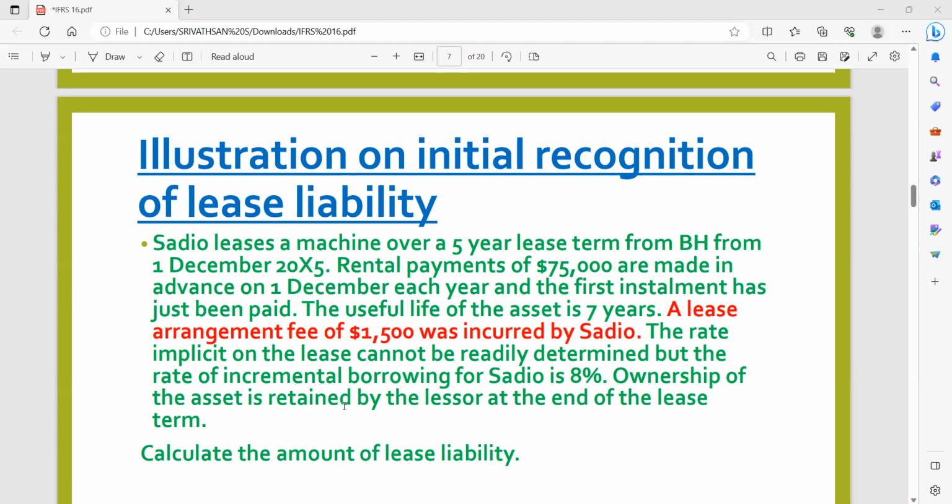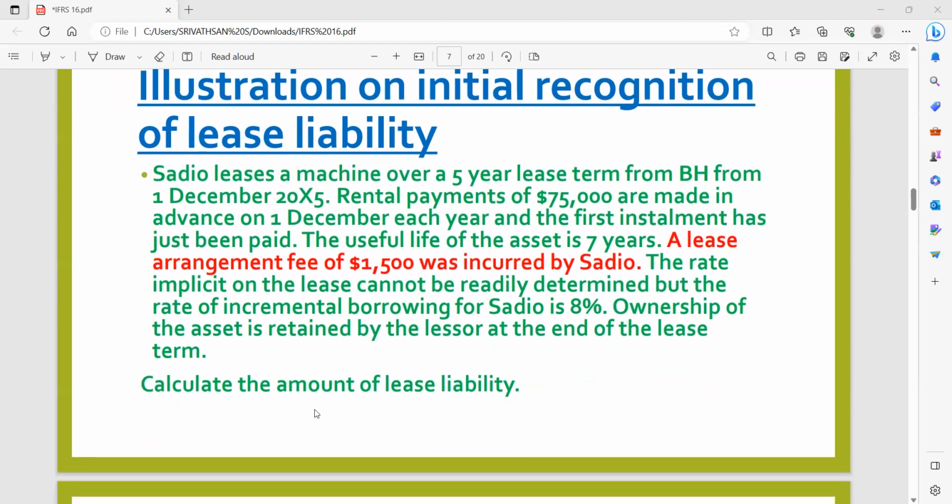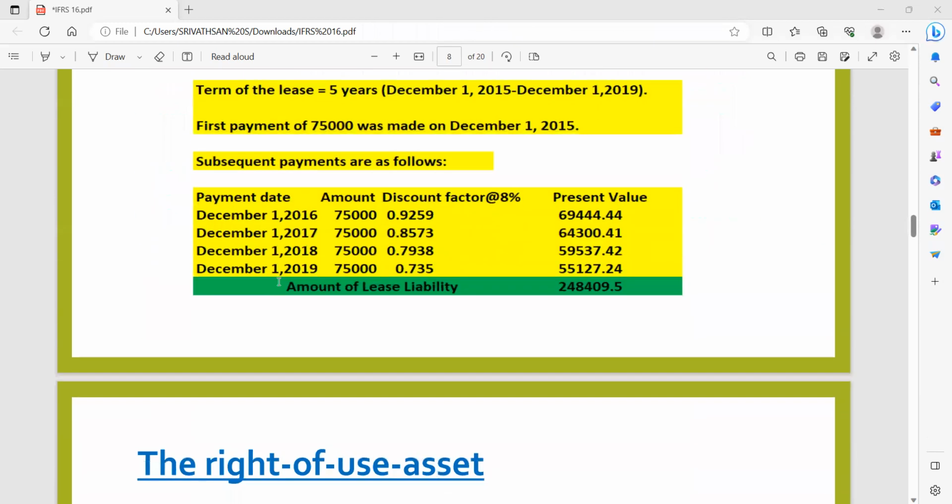And ownership of the asset is retained by the lessor at the end of the lease term. So the lessor is not giving any option to the lessee to purchase the asset. So at the end of the lease term, that is at the end of the 5th year, the lessee will give back the asset to the lessor itself. So the lessor is going to be the owner of the asset. So calculate the amount of lease liability. I have provided you the solution here.